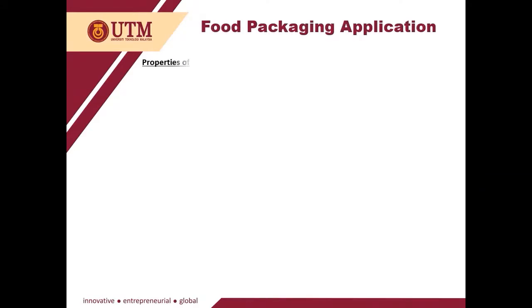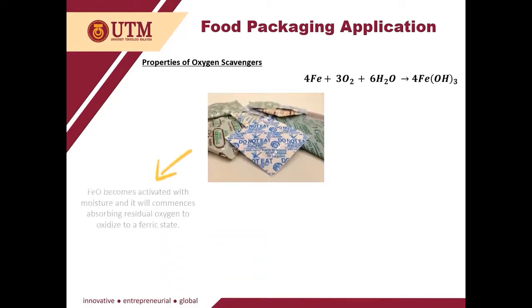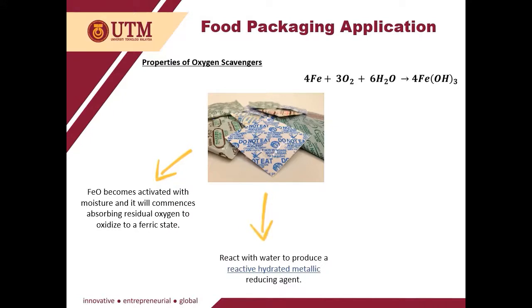Next is properties of oxygen scavengers. This is the chemical reaction for oxygen scavengers. Ferrous oxide becomes activated with moisture and it will commence absorbing residual oxygen to oxidize to a ferric state. Then it will react with water to produce a reactive hydrated metallic reducing agent.